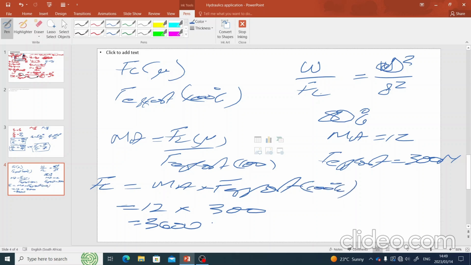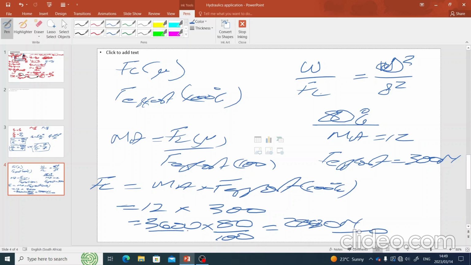Now, the answer here will assume what? 100%. We then have to step it down to this efficiency, since we are told that our equipment is 80% effective. Then your answer will be multiplied by 80 divided by 100. Then our answer here will be 2,880 newtons.